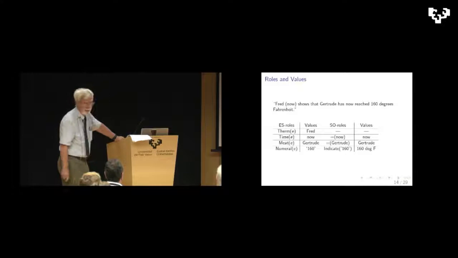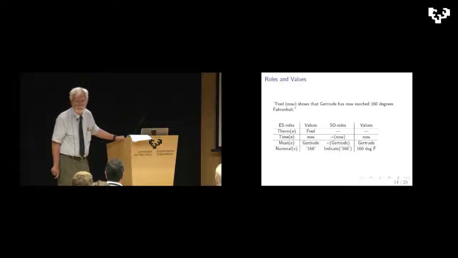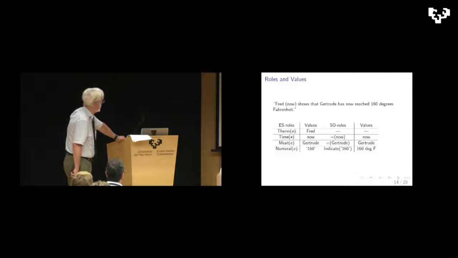right? Now you might have a sophisticated meat thermometer that tells you what temperature the meat will be at 5 minutes from now. That could be very useful. Might be pretty hard to figure out how to do it, but in that case, the SO role would be different. It would be T plus 5 minutes. So you could say, well, it says it'll be ready in 5 minutes. And the meat here is Gertrude. The SO role is being Gertrude.